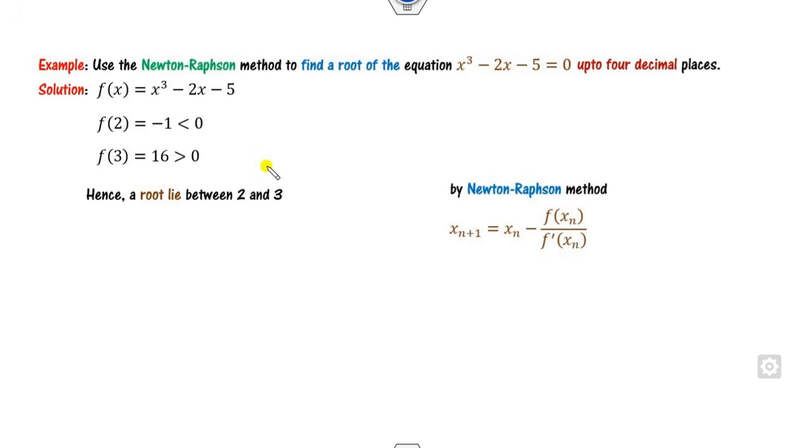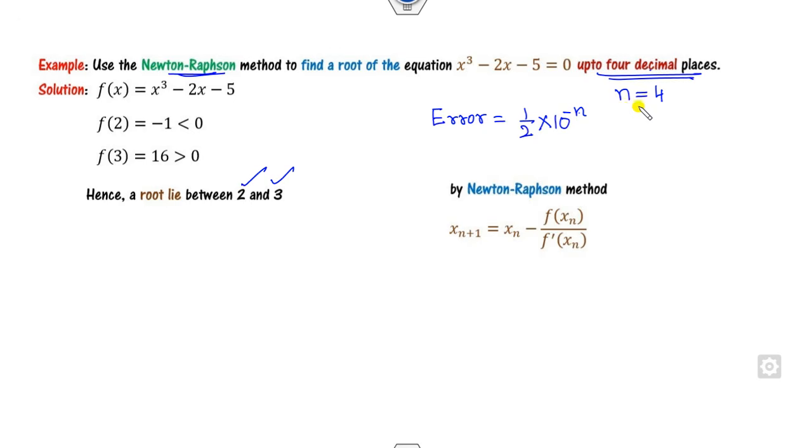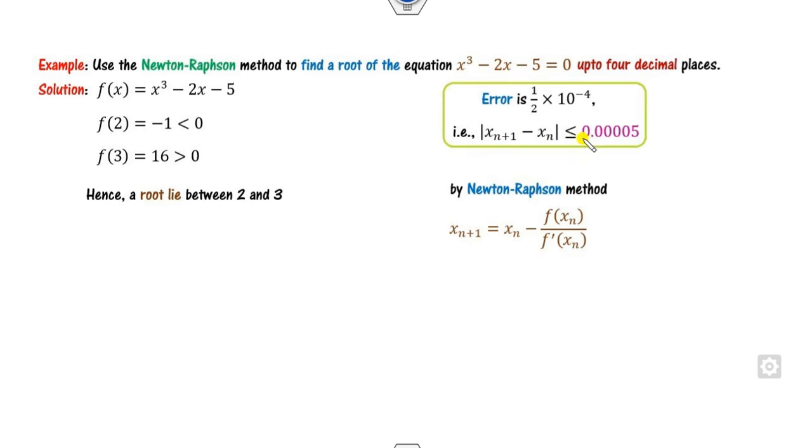So I can say the root lies between 2 and 3. Now you have to use the Newton-Raphson method up to 4 decimal places. So n is my 4. Once n is 4, the error will be as I described in the bisection method and others, where n is the number of decimal places. So you have to find the error up to half 10 raised to power minus 4. Why 4? Because n is my 4 decimal places.